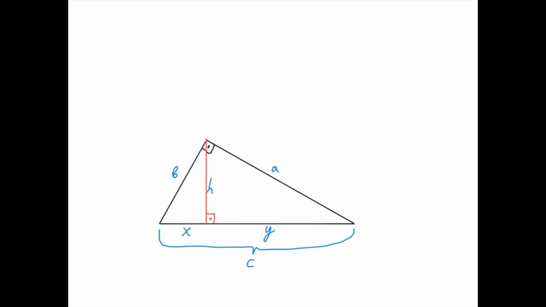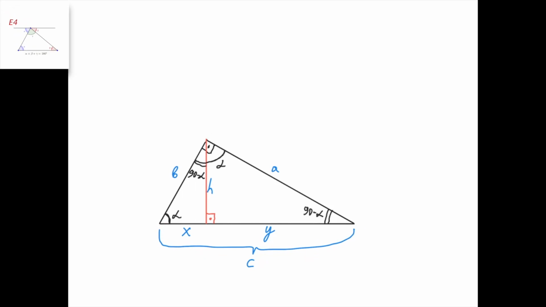In this video, we're going to discuss properties of right-angled triangles. So I have one here, and I've dropped the altitude in the triangle. I'm going to call this side A. This is B. The altitude is H. The small segments here are X and Y. And the large side has length C.